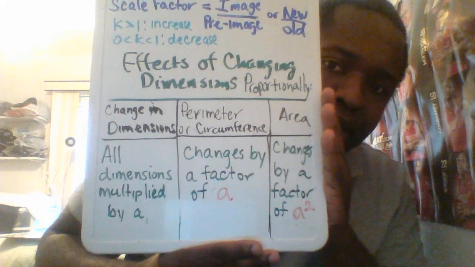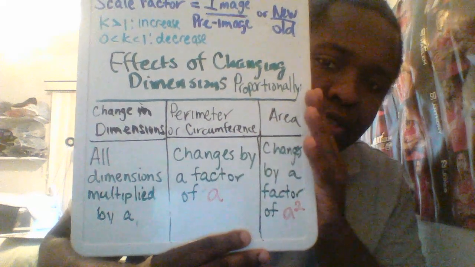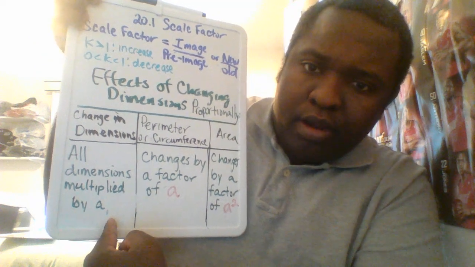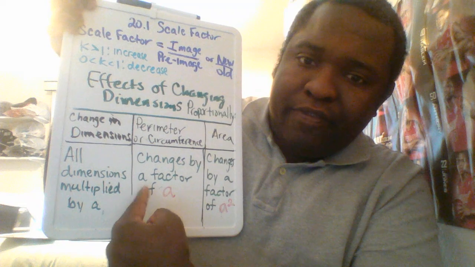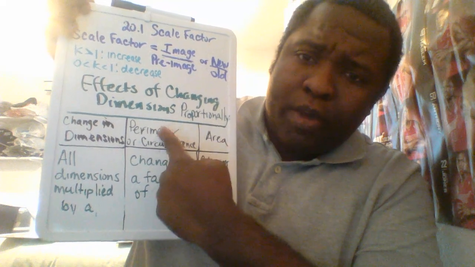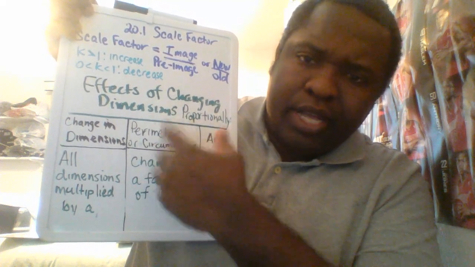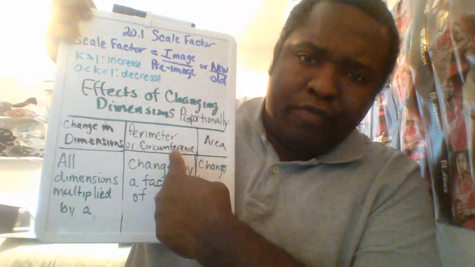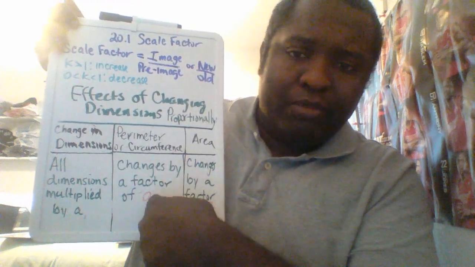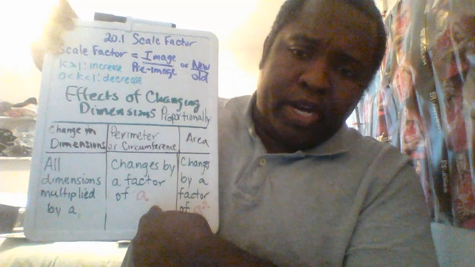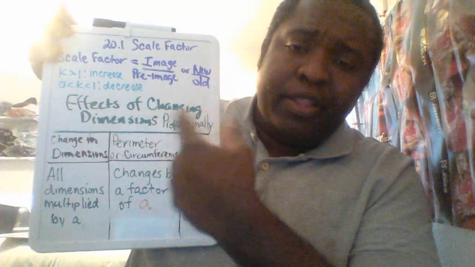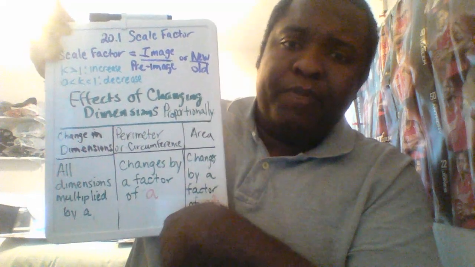Okay, so as you see, it says change in dimensions. It says all dimensions multiplied by a. Okay, all right. It says change by a factor of a. So this is the perimeter and the circumference. Remember, perimeter deals with rectangles, squares, or triangles, anything that's a shape other than a circle. Circumference deals with only circles, okay? But the step that you must apply is the same. So if you want to check what the perimeter is becoming, whatever scale factor you have, you just multiply that by the old perimeter or circumference, and therefore you'll get the new perimeter or circumference, okay? So this is pretty straightforward.